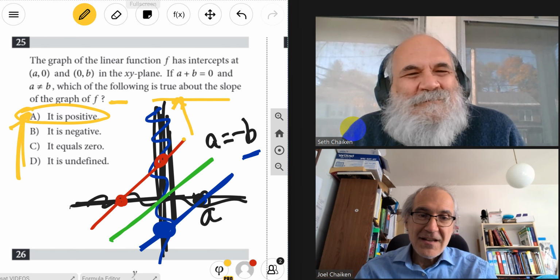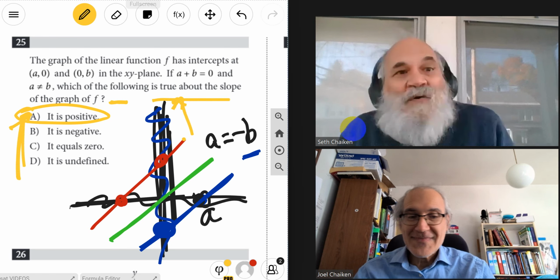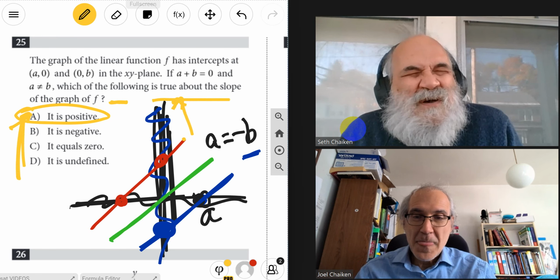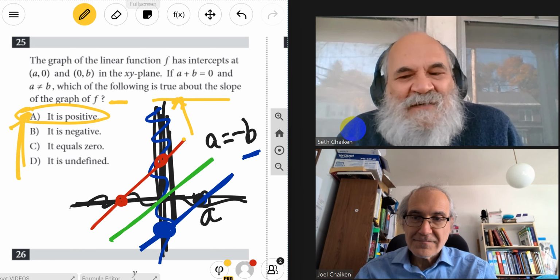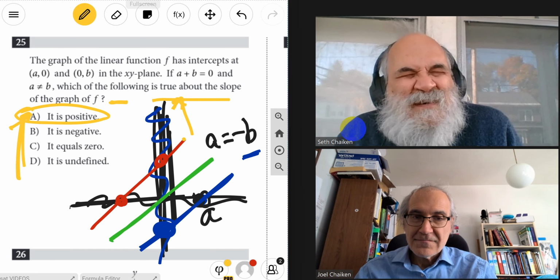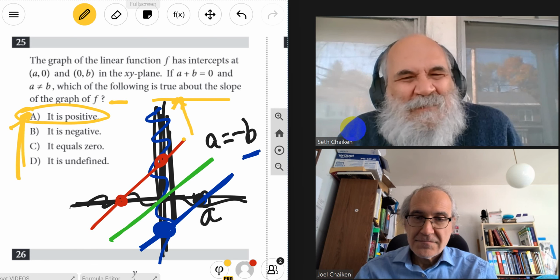I don't know if that's right. What they want is some fact about the graph. Right. And the graph is determined by the x-intercept and the y-intercept. Right? Yeah.